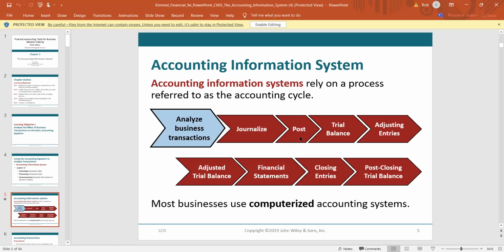Once we've got everything done for the month, we're going to run what's called a trial balance. We're going to adjust that trial balance because the trial balance by definition is not going to be correct. We get an adjusted trial balance. From that, we do the financial statements, the closing, and the post-closing. So as the chapter goes on, we can follow the blue arrow and see how far we go.